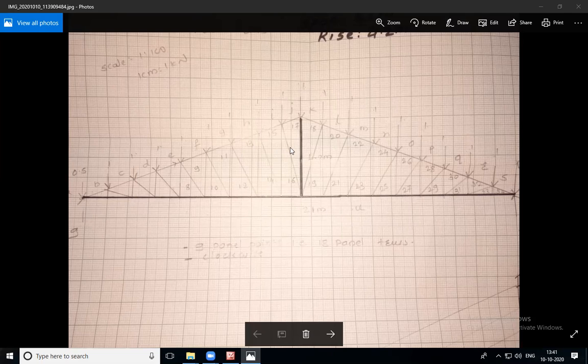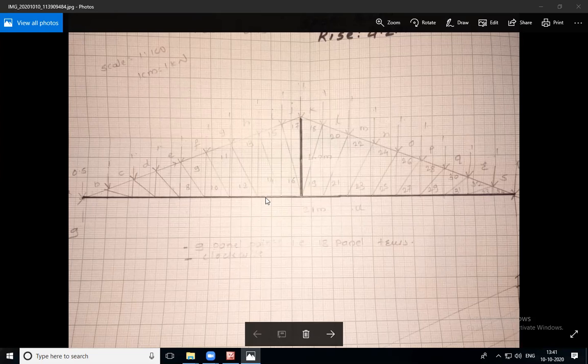So if the 21 meter span is there, we are going to take 21 centimeter length. Similarly, if height or rise is 4.2 meter, take 4.2 centimeter distance here. Basically, first of all, our scale is 1 as 200 for the linear dimensions, and second, for the forces, our scale is 1 centimeter is equal to 1 kilonewton. Now how to start that drawing?